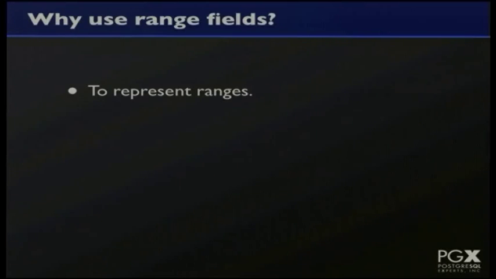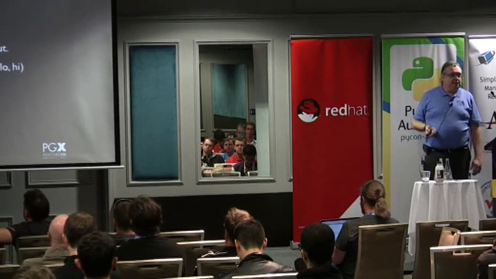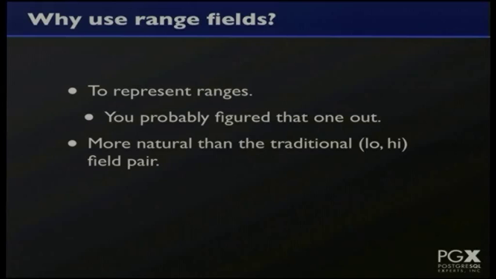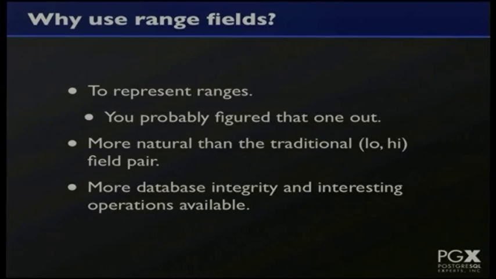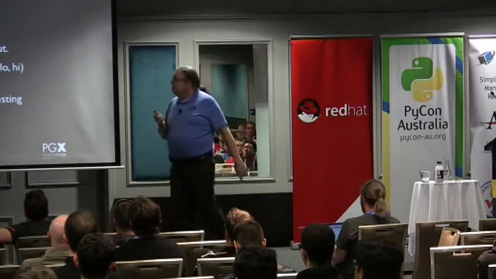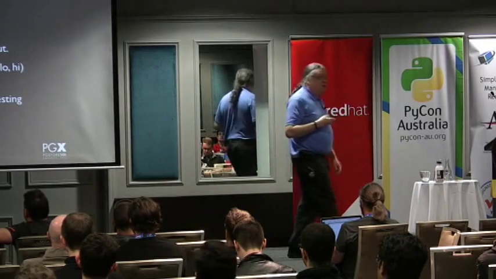So why would we use range fields? Well, to represent ranges. We probably figured that out. It's more natural, I think, than the high-low pair. And you have more query operations like overlaps and things like that, and data integrity operations available than if you just use the traditional high-low separate fields.